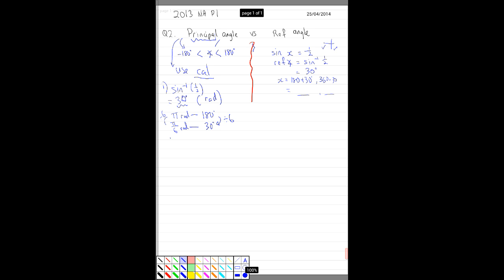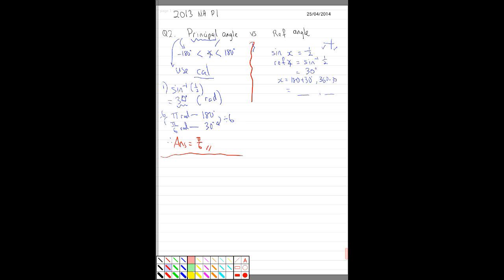Therefore, for part 1, what is the answer? Very good. The answer is pi over 6. Just like that, and that is only worth 1 mark. Because it's very straightforward, I just press the calculator and get the answer.